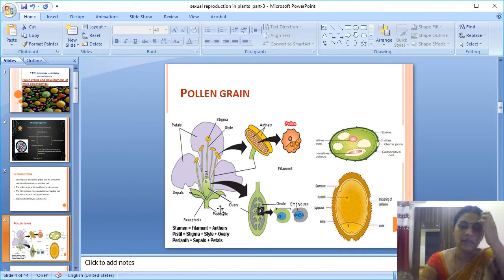So for example, if this is the pollen grain diagram that is explaining the flower, this is a style and stigma, and this is the anther and filament. The anther consists of the pollen. If you take the pollen, this is the pollen structure under the microscope. If you see one single pollen grain under the microscope, you will appreciate this same diagram.